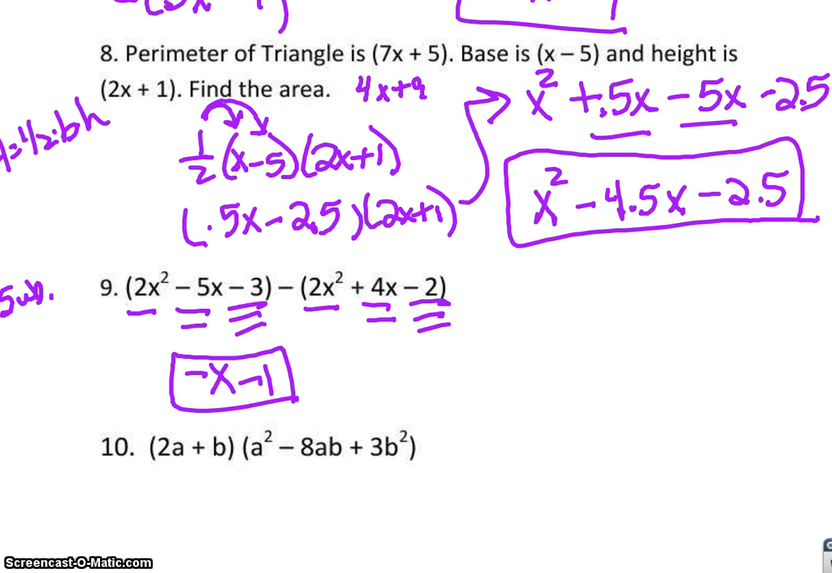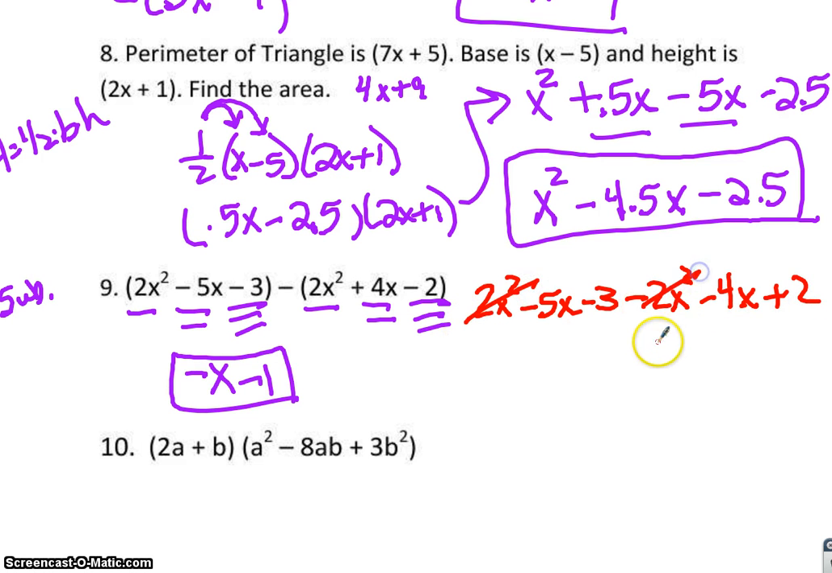If you prefer to do the leap change opposite, it becomes 2x squared minus 5x minus 3, because I just rewrote the first part, and then use the opposite of everything in the second one. So minus 2x squared minus 4x and plus 2. Once again, your x squareds cancel. Negative 5x minus 4x gives you negative 9x. Negative 3 plus 2 is minus 1.